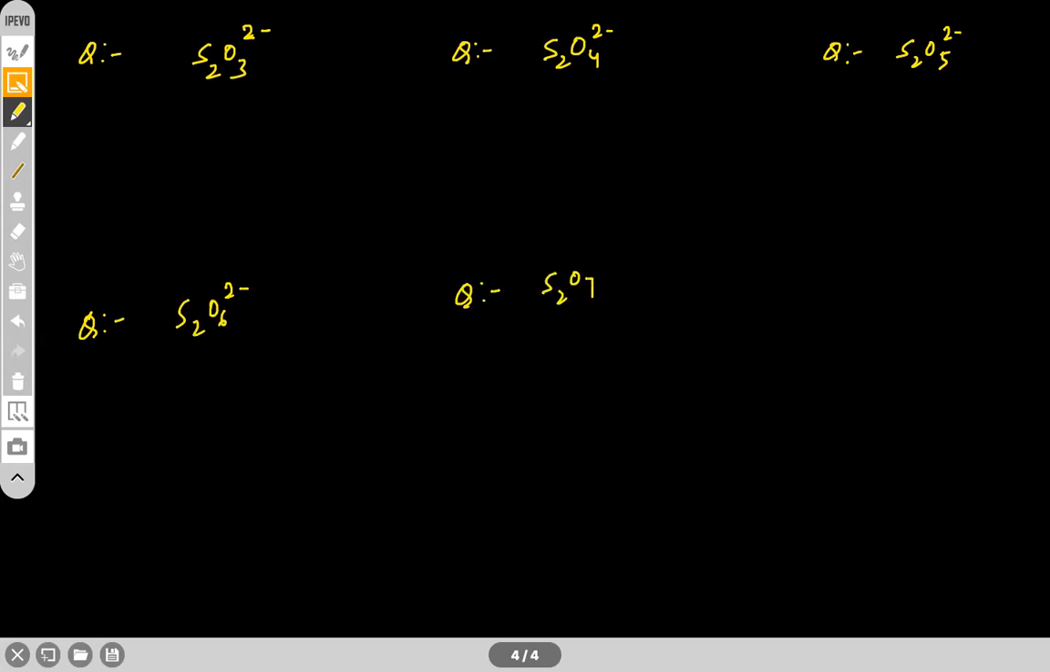Try this: S2O3 2 minus, S2O4 2 minus, S2O5 2 minus, S2O6 2 minus, S2O7 2 minus, S2O8 2 minus. All these you try.